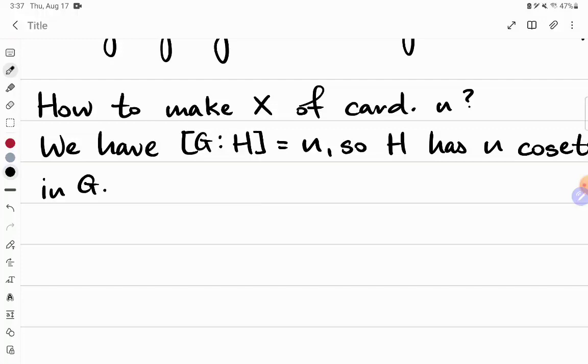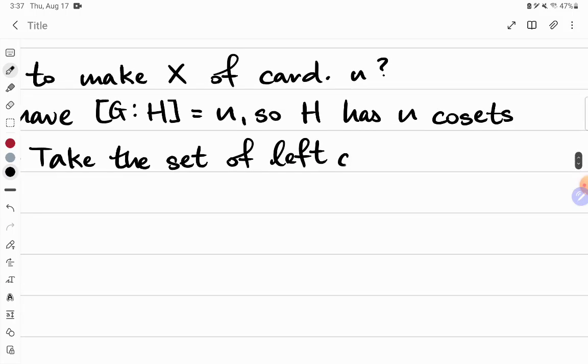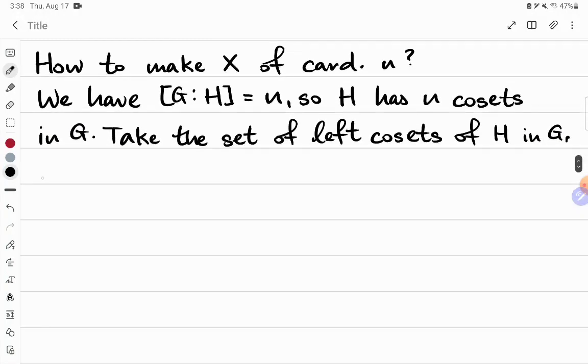Now, one small thing arises, and that's the fact that H is not necessarily normal, so its left and right cosets need not coincide. Let's make a choice here, which turns out to be the correct one. We're going to pick the left cosets, which is usually standard. Take the set of left cosets of H in G. And this is going to have cardinality n. Call it X. So now we know that the cardinality of X is n.